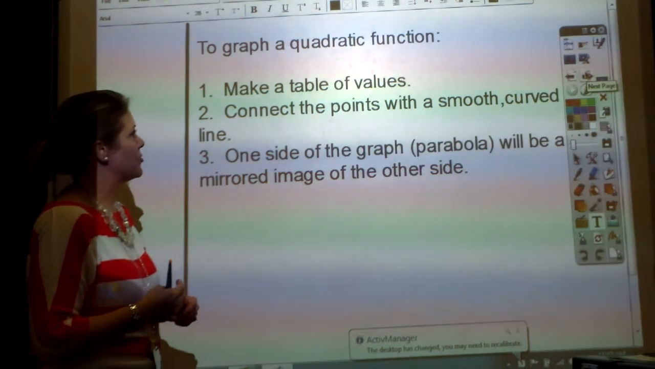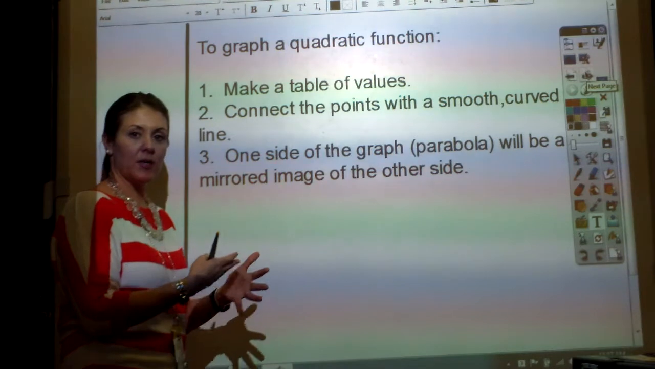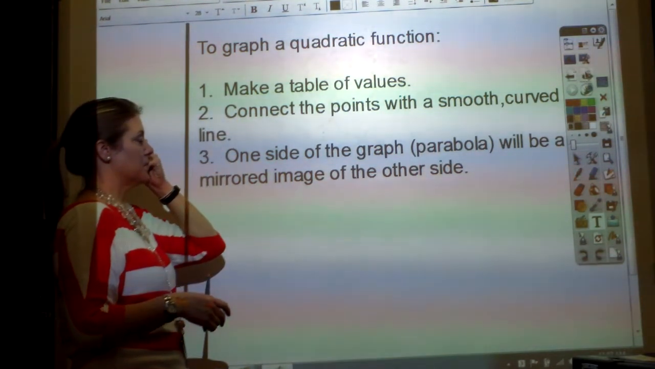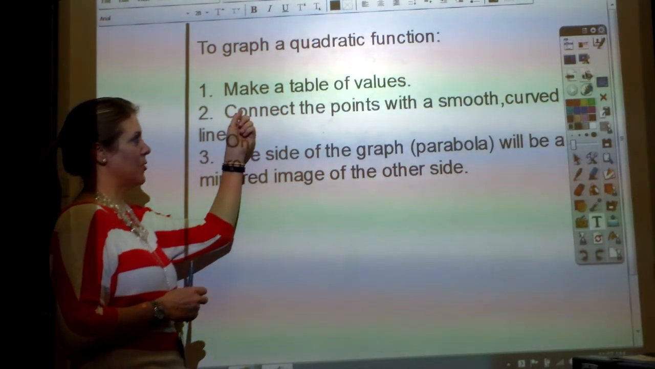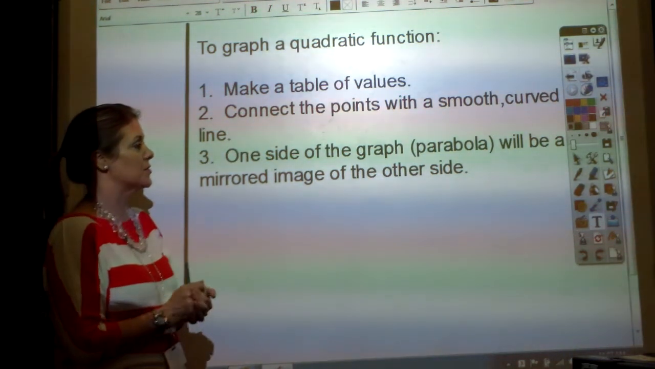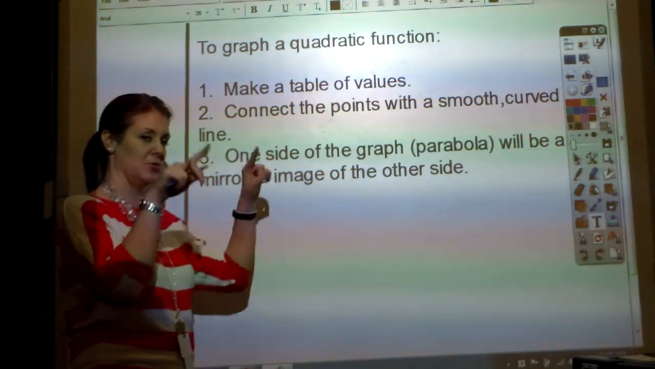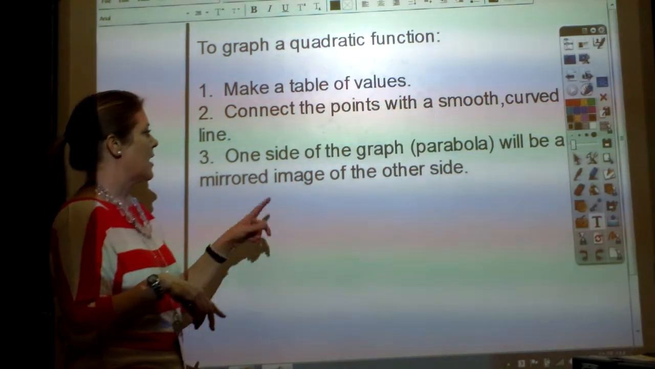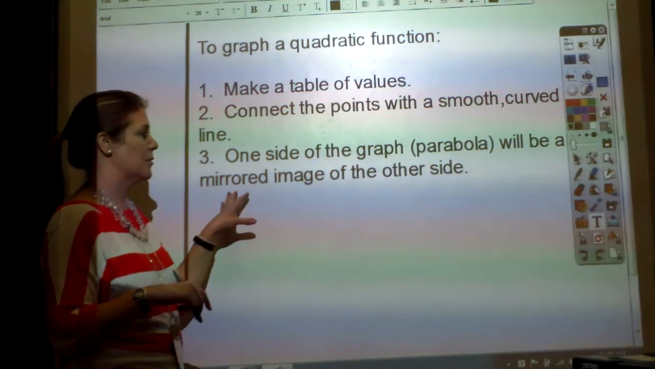To graph a quadratic function, you'll be given that quadratic equation. You'll want to make a table of values, and then when you plot those ordered pairs on the graph, you want to connect those points with a smooth curved line. So you have that U shape, whether it's upward or downward. And one side of that graph, the parabola, will be a mirrored image of the other.